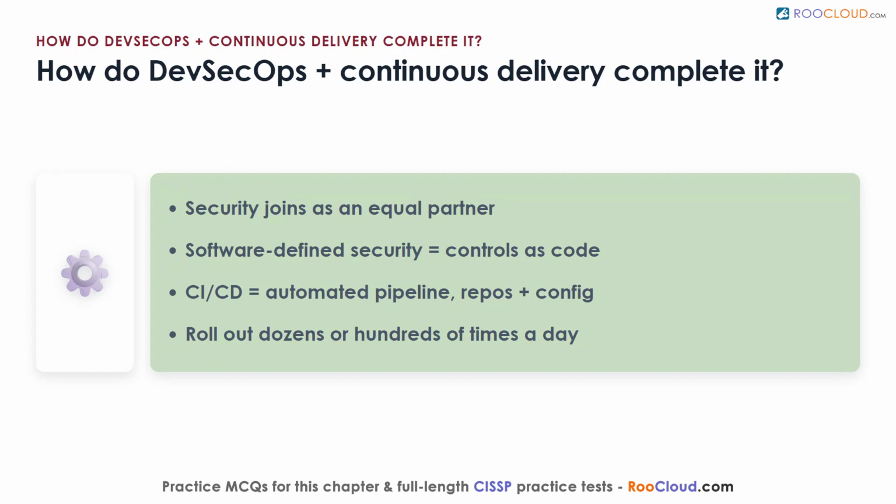That pipeline is continuous integration and continuous delivery, a highly automated flow that ties together code repositories, configuration management, and the movement of code between development, testing, and production, letting some organizations roll out changes dozens or hundreds of times a day. Think of it as an automated assembly line where safety inspections are built into the conveyor itself, not tacked on at the end.